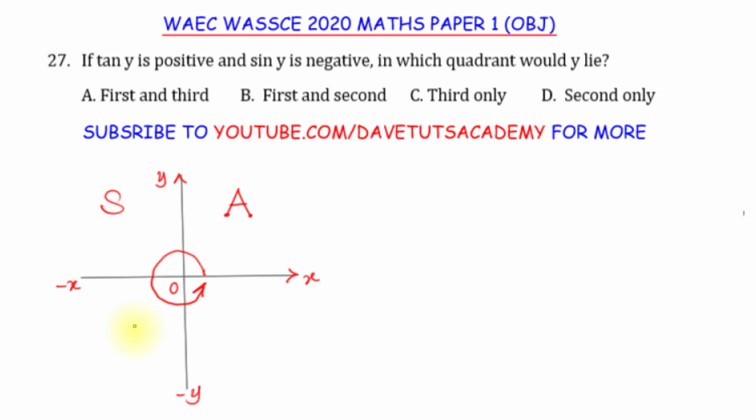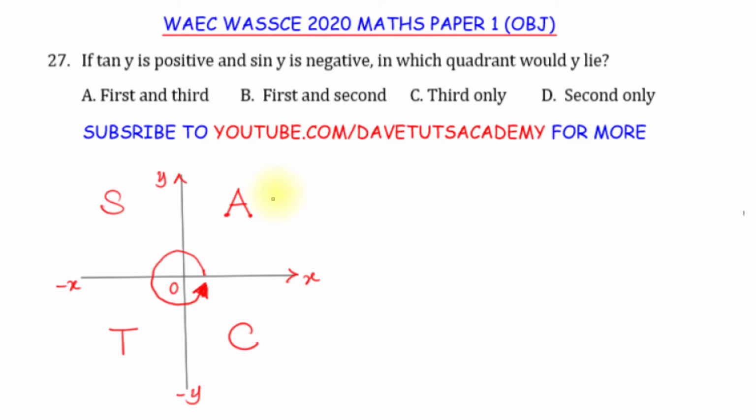Okay, then in this particular third quadrant, it is tangent that is positive, and here in the last quadrant, the fourth quadrant, it is cosine that is positive. So these are the positive values of what we are looking at, and we want to work with that. We can now look at it to answer this particular question, in which we are told that tan y is positive.